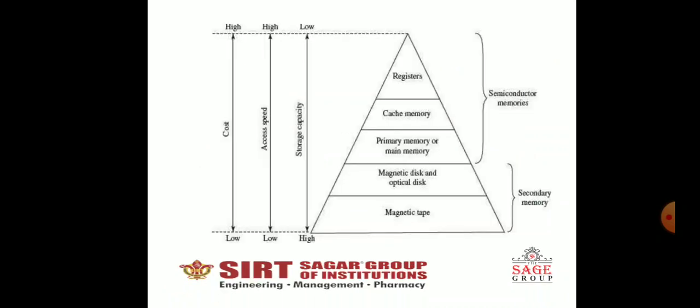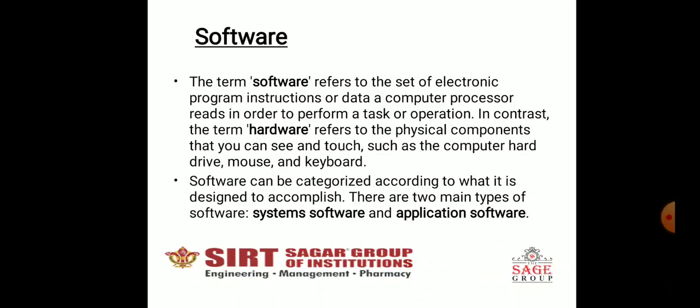So this is the categorization of memory, that is secondary memory and semiconductor memories. The secondary memories are where we can store data on a permanent basis, and the semiconductor memories are registers, cache memory, and primary memory. So registers are a category of semiconductor memories.